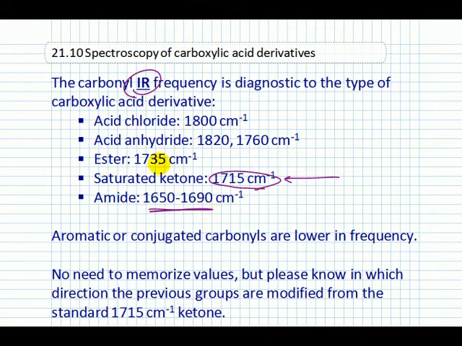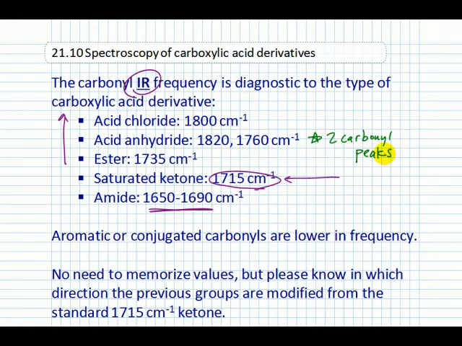All the other ones are higher frequency, okay? And they sort of go up in order of reactivity. So the most reactive of them all, the acid chloride, has the highest frequency. And anhydride is very diagnostic because it has 2 carbonyl peaks.